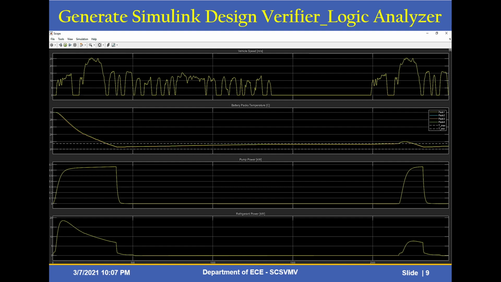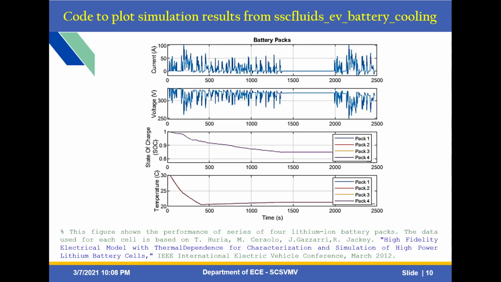This also refers to the electric vehicle battery cooling systems. Here this is taken from the IEEE International Electric Vehicle Conference journal. The authors, Hureya and Carola Gazzari Jackie et al., proposed the method: high fidelity electrical model with thermal dependence for characterization and simulation of high power lithium battery cells.